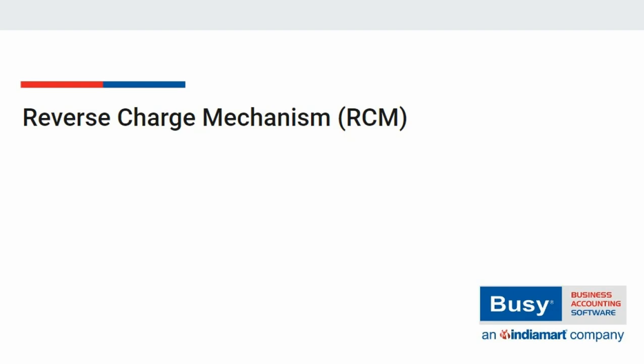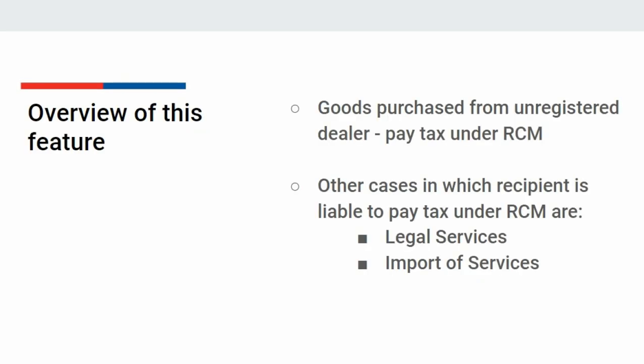Reverse charge mechanism, RCM. In this chapter, we will discuss reverse charge mechanism. Basically, if you have purchased goods from an unregistered dealer, then you need to pay tax under RCM. Apart from buying goods from an unregistered dealer, there are certain other cases, like certain services that fall under compulsory RCM. For example, services taken from a lawyer, or you have taken any freight services.